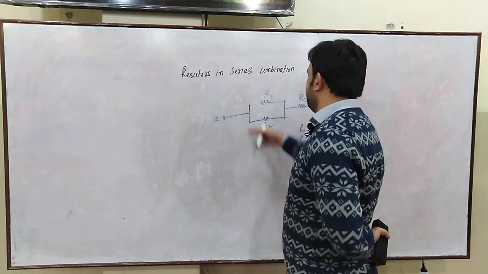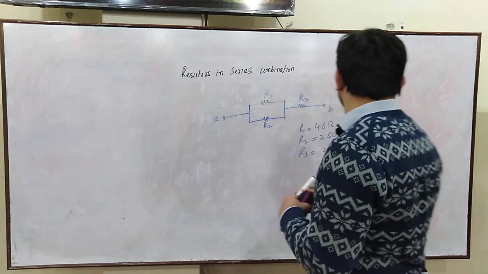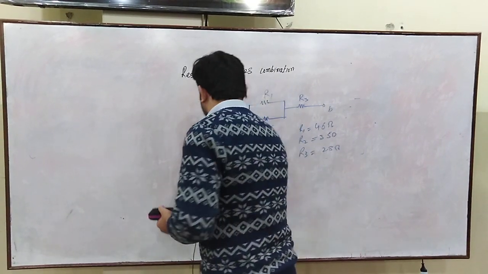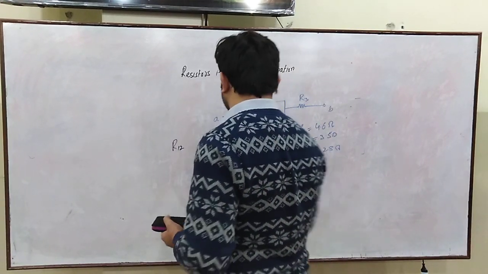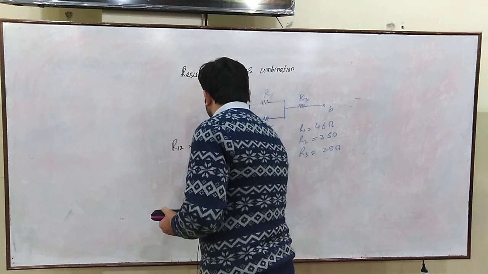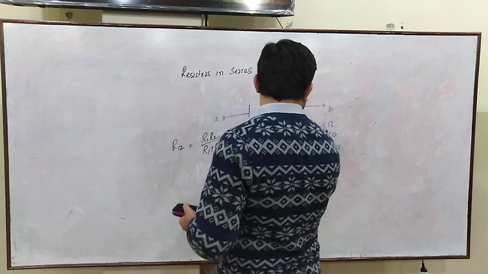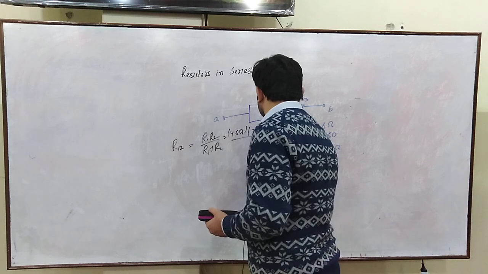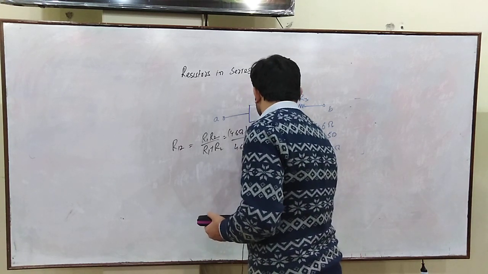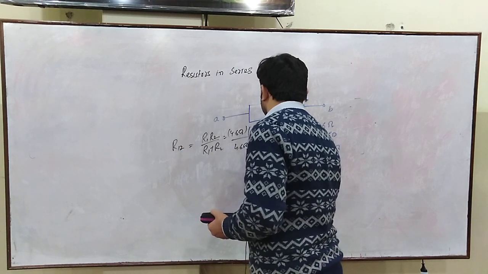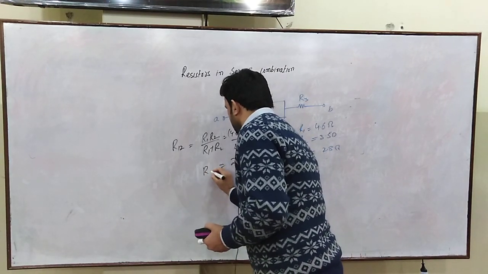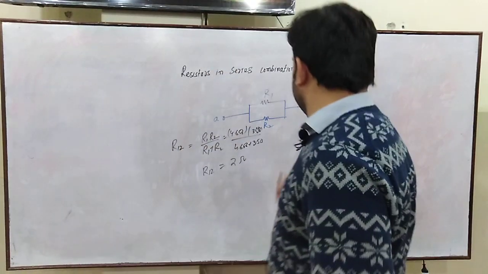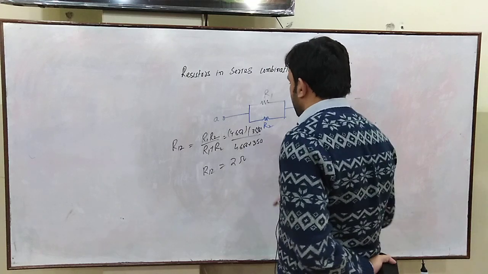Now you can see here R1 and R2 are in parallel combination. So in case of parallel combination, their equivalent resistance, I will say this R12, would be equal to R1 R2 divided by R1 plus R2. So R1 is 4.6 ohm, R2 is 3.5. I will divide this by 4.6 ohm plus 3.5. So eventually I will get the result, which is 2 ohm. So the equivalent resistance of R1 and R2 is 2 ohm.